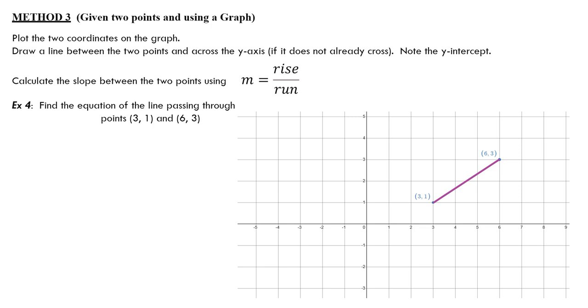Our third method, given 2 points and using the graph. Well, this graph that we've given so far does not cross the y-intercept. But if we took a ruler and extended that line, we could extend the line to the point where it does cross the y-intercept and see that the y-intercept is -1. So that gives us a coordinate right there of 0, -1.